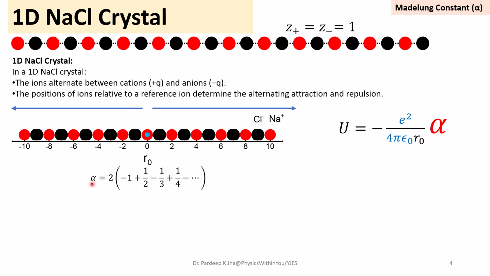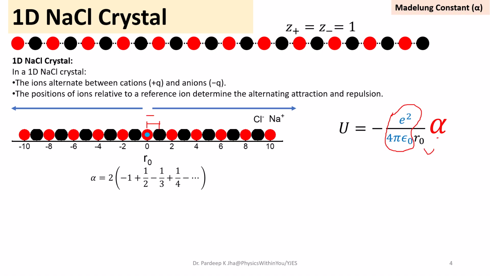Now, if you look at how this alpha occurs, for the first atom, I'm talking about only one side, the distance is R naught. So it's minus 1 by 1, leaving R naught aside. I'm only talking about this and this. R naught is there, so it's 1 by 1 with a minus sign.